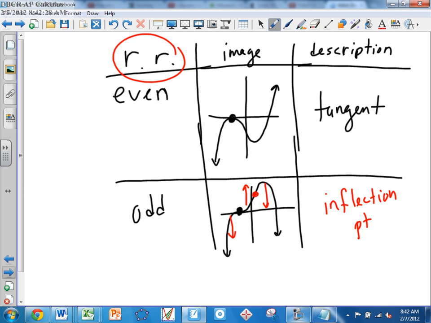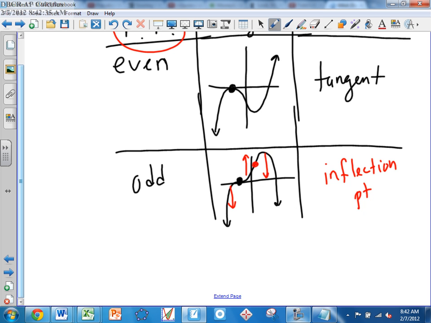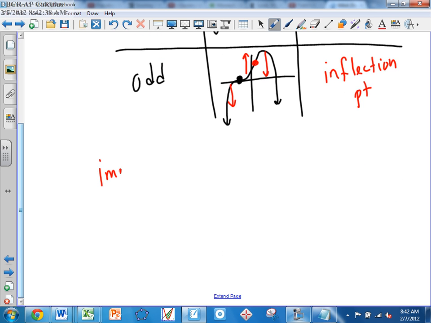Who can summarize imaginary roots? I know we did that last class and before, but just to summarize in the table real quick. Give me some facts about imaginary roots. How do they appear? They don't exist. They represent the square root of a negative number, expressed as i, not on the number line. They don't show up on the graph.